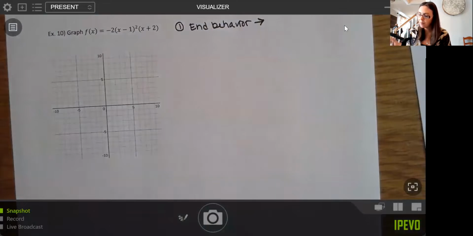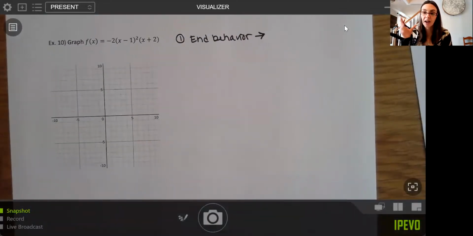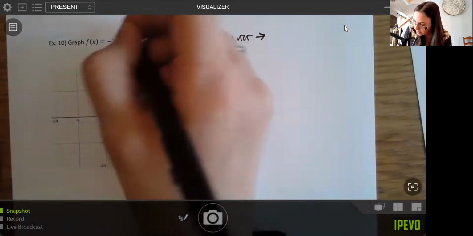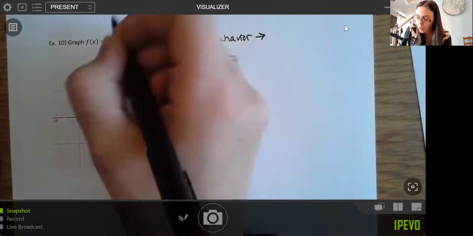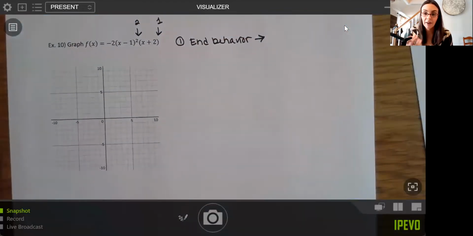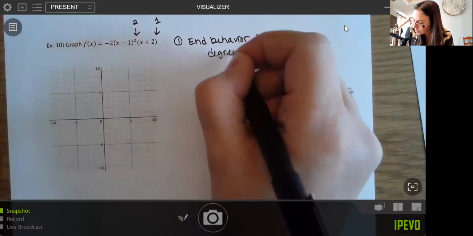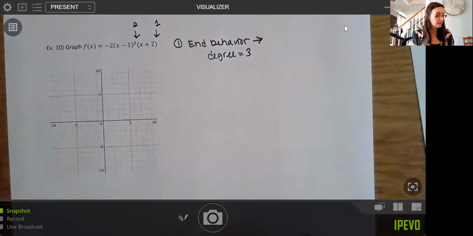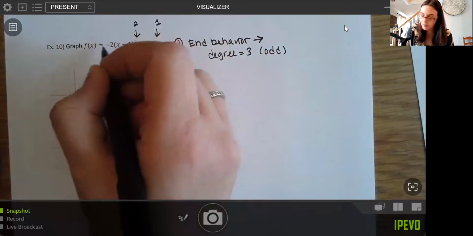So first, start with your end behavior. Think about your degree here. This one's a little bit harder because, well, maybe not harder, but it's in factored form. So here I have an exponent of 2. Here my exponent would be 1. I don't need anything from here because there's no x there. I only want the exponents on things that have variables in them. So my degree here is going to be 3 because 2 plus 1 is 3. This is obviously odd. And then my leading coefficient is still this negative 2.